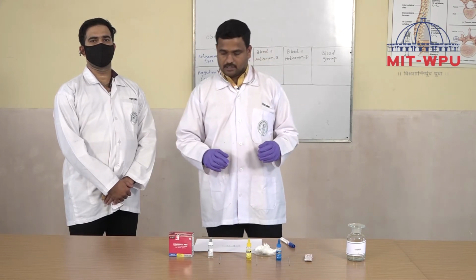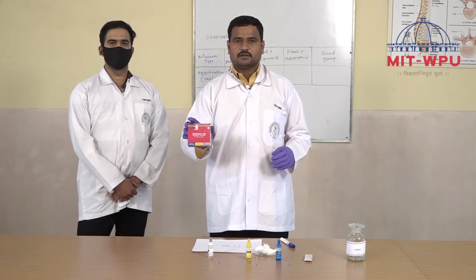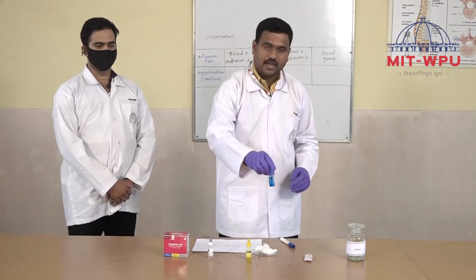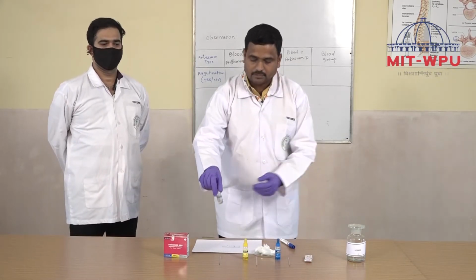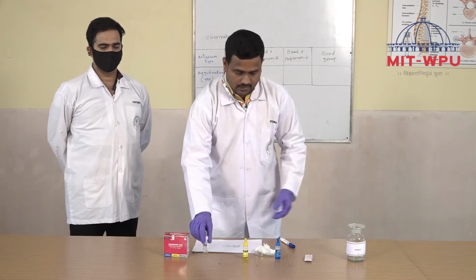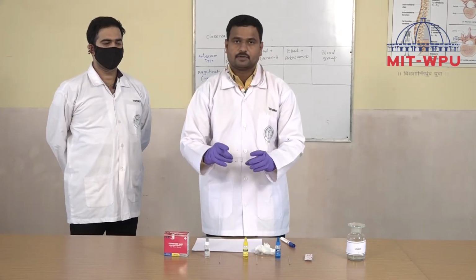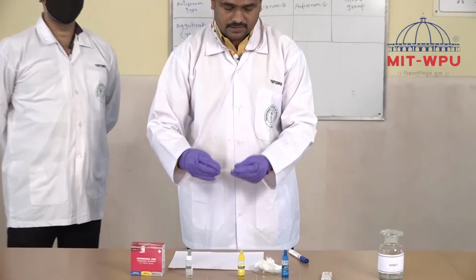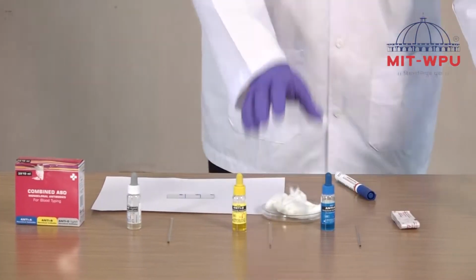For this practical, we need a blood group kit having three types of antiserum, that is antiserum A, antiserum B, and the third one, antiserum D. In addition to that, we need one glass slide divided into three equal areas. Then we need a blood lancet, spirit, and cotton.